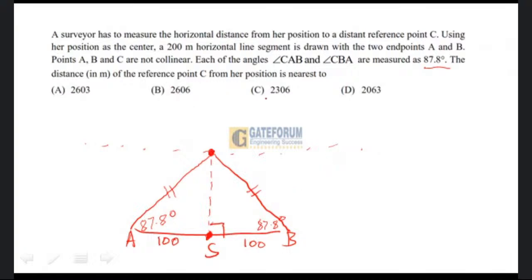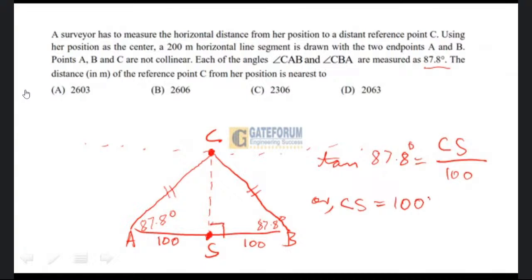So now we have to find the distance in meters of the reference point C from her position. So we can say that tan of 87.8 degrees is equal to CS divided by 100. Therefore CS would be equal to 100 into tan of 87.8 degrees. You can check your scientific calculator to find that. It's pretty easy, it's 26.03. Even if you did not want to bring it out, experience might have taught you that tan 87.5 would be somewhat near 26.5, slightly less. So 87.8 gives around 26. So that would be 2603, which is our option E.